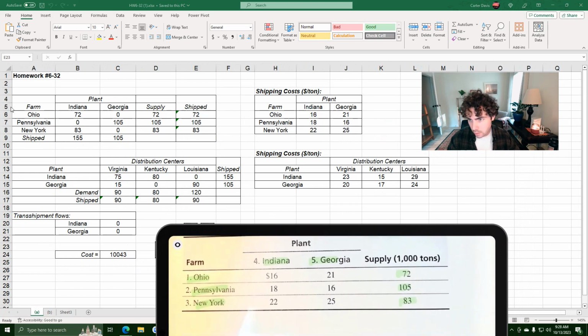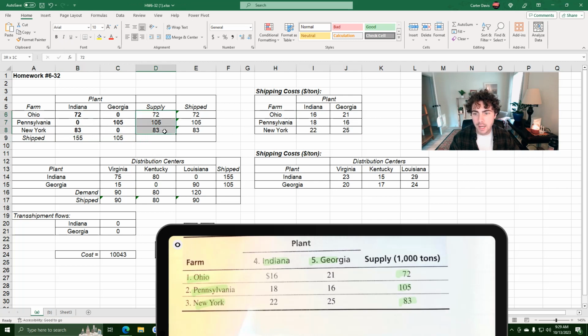Here we go. What do we got? We got shipping costs, dealing with the first iteration of everything. From farms to plants, shipping costs are just given right here, easy peasy. This is the result, so let's bold that. Those were the answers from the solver.